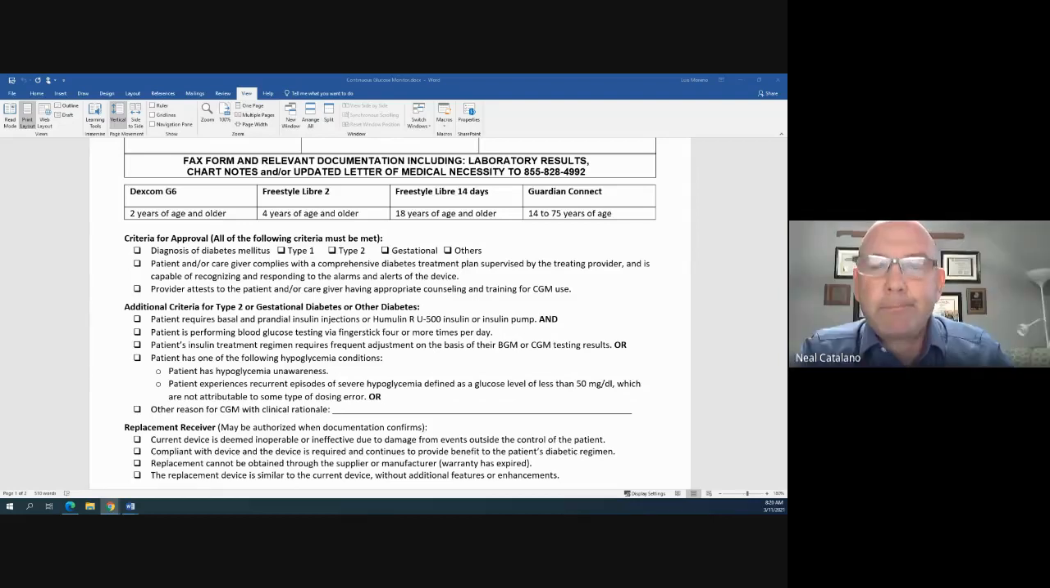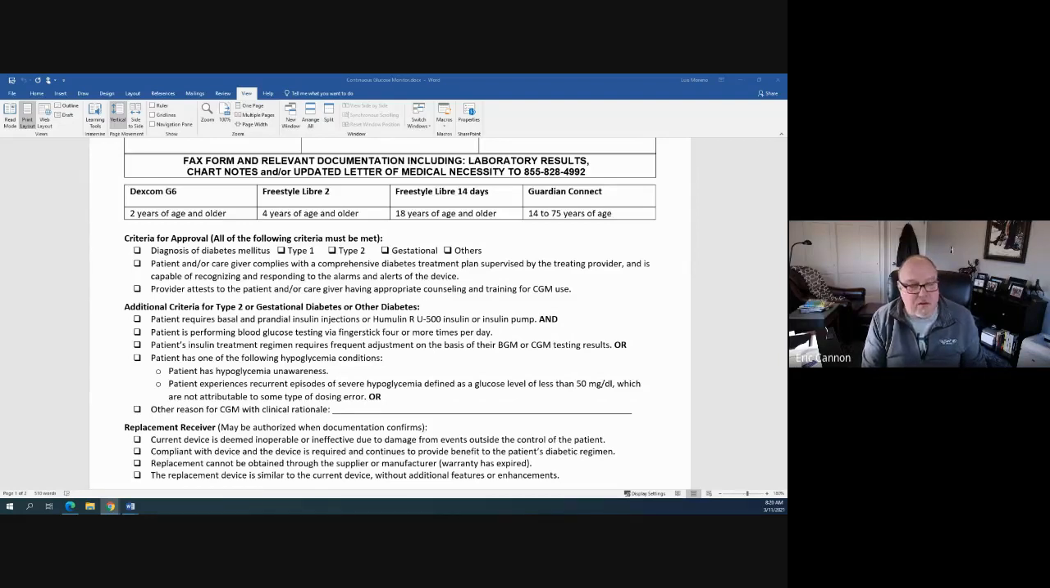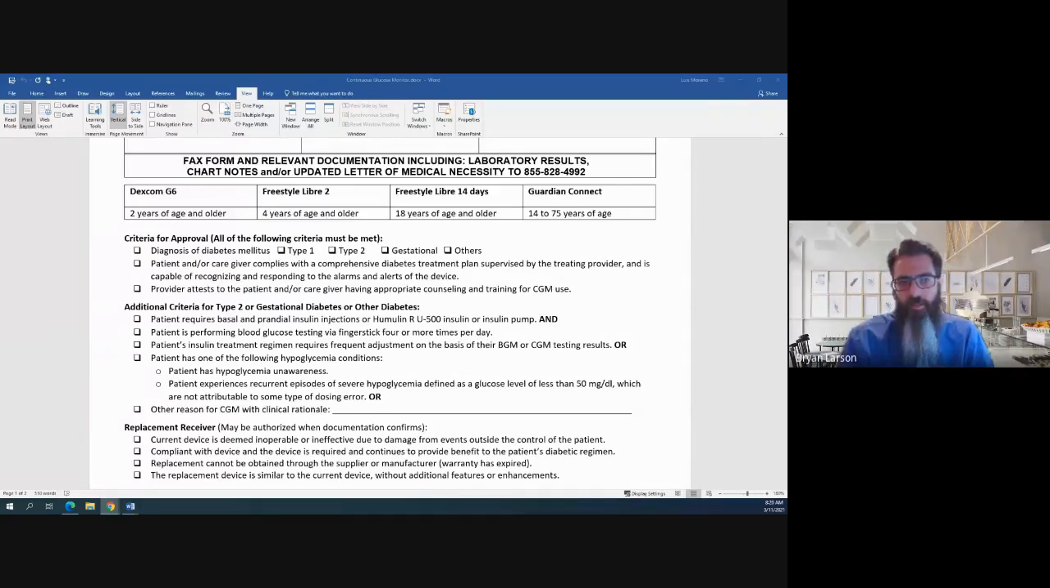And so I think there's very good evidence supporting the use of CGMs in a much broader population, maybe than what we've even allowed to date. But I think that's what we're trying to get at with the second and third bullets up at the top, is that the patient and caregiver are compliant with a comprehensive treatment plan, and the provider attests that they provided that training. And I mean, beyond that, it becomes a big hurdle if we require extensive documentation of that. And so that's kind of what we're trying to address with those criteria.